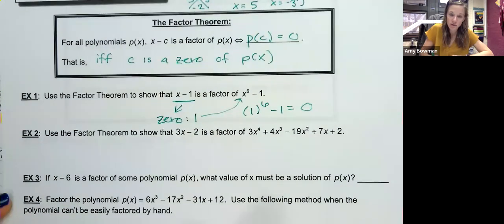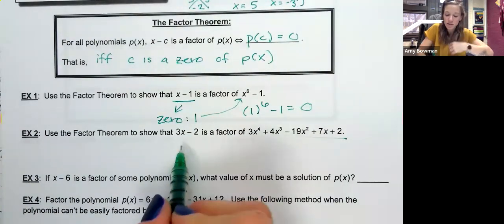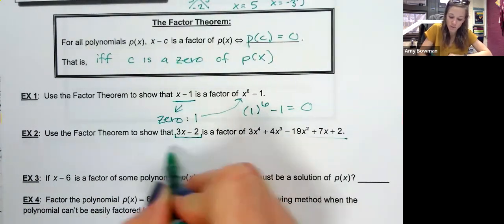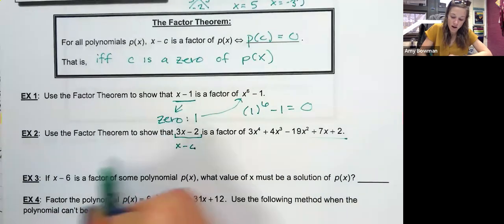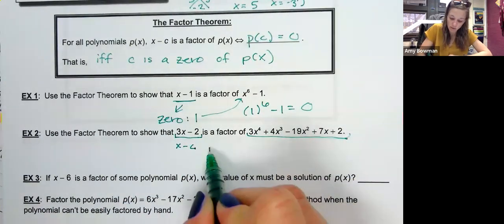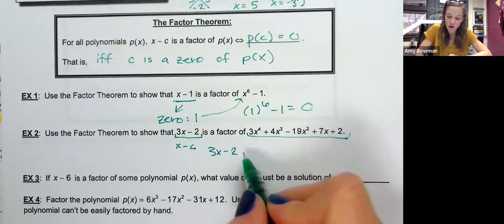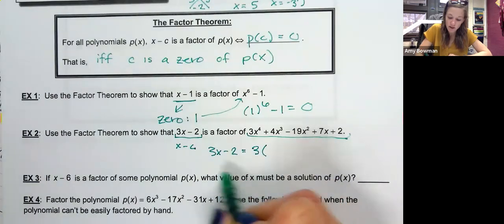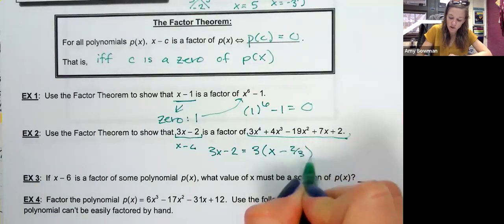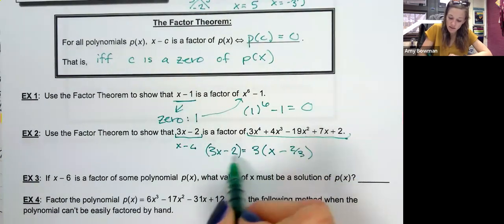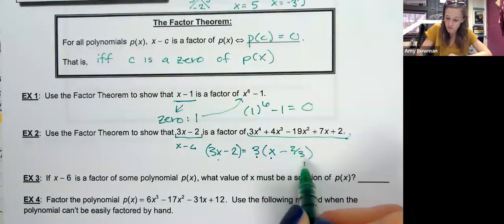Same thing with number 2, use the factor theorem to show that 3x minus 2 is a factor of this polynomial. The tricky thing here is that 3x minus 2 is not in the form of x minus c. But let's think about 3x minus 2. Could I rewrite that so that it is in the form of x plus or minus a number? Couldn't we just factor out the 3? So that would be x minus, and when I factor 3 out of negative 2, it would just be 2/3. So if 3x minus 2 is a factor, then 3 times x minus 2/3 is also a factor.